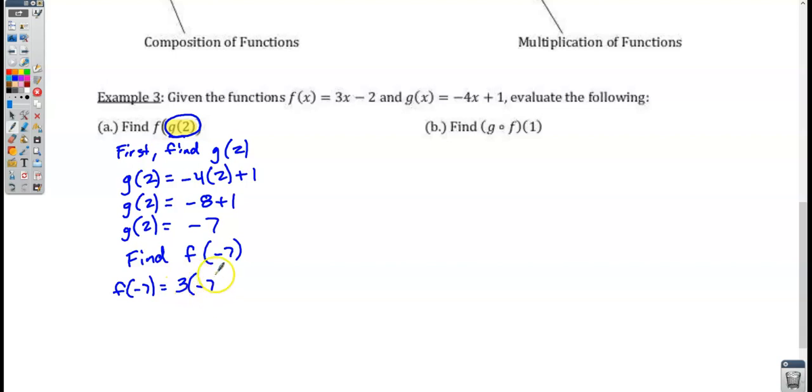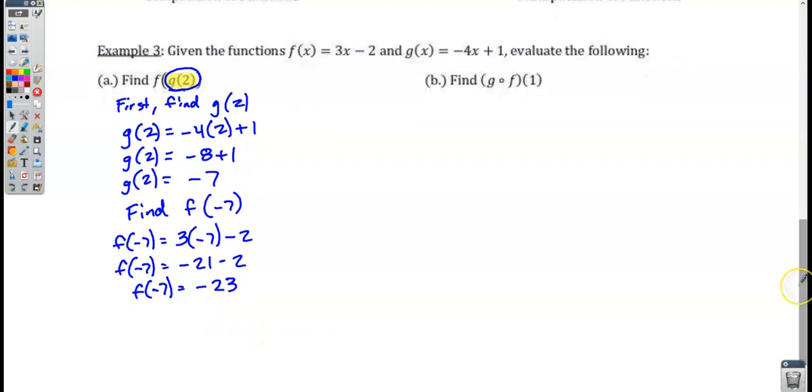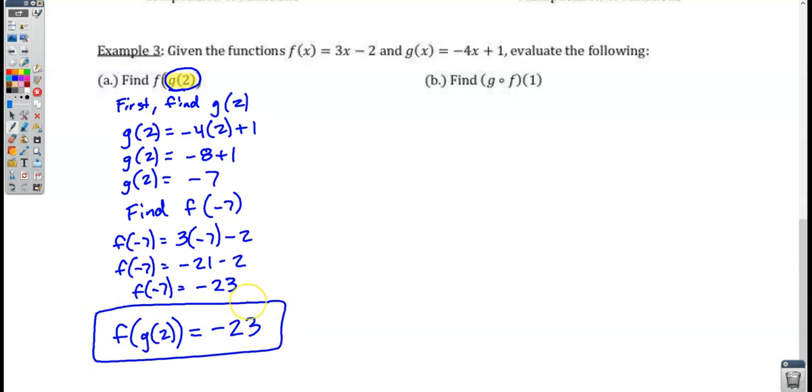So we'll put negative 7 into f in place of x. We'll do our calculations. We get that f of negative 7 is negative 23. And therefore, we've worked our way through this, f of g of 2 is equal to negative 23. All right.